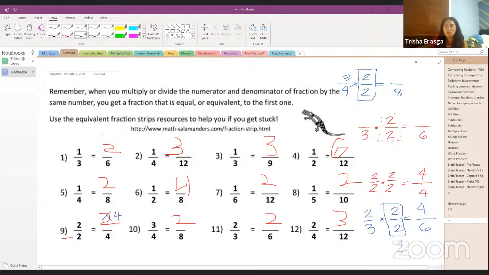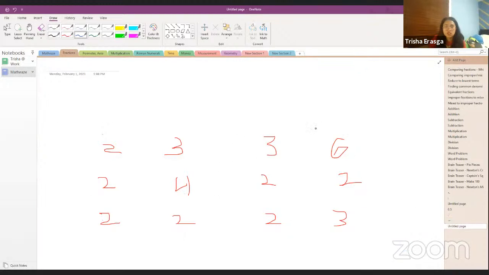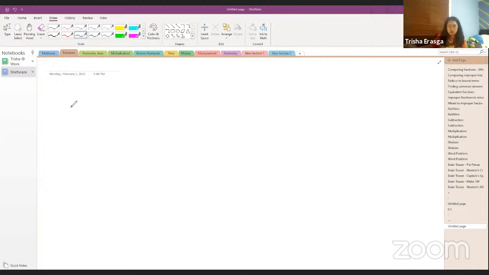Okay, I'm gonna make a new page. So let's try that again. So we have 3/4, and then we want to change it into something that's divided into 8. So that would look like, let me do this.